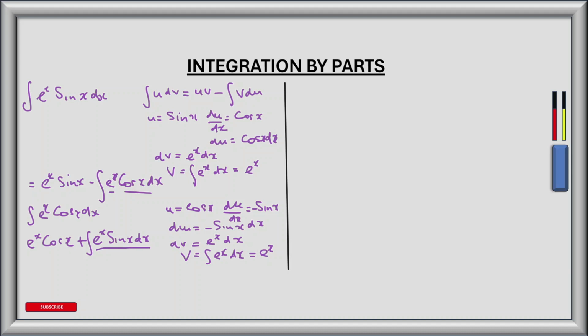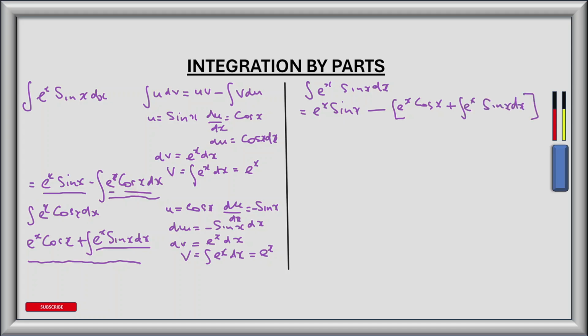So the original integral, e to the x sine x dx, is equal to this part here, e to the x multiplied by sine x, minus the integral of this, which we know is this. So it's minus this, e to the x cos x, plus the integral of e to the x sine x dx. So now if we expand this, we have e to the x sine x minus e to the x cos x minus the integral of e to the x sine x dx.